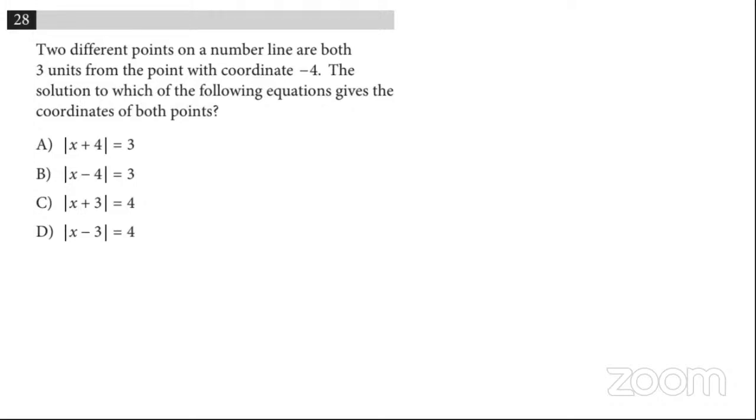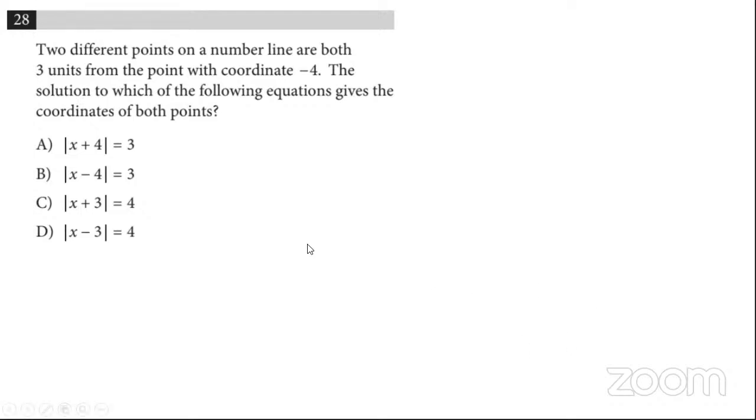Okay guys, let's see what the question is. So we are basically given two different points on a number line, and these 2 points are 3 units from the point with the coordinate -4. Okay, so we have a number line and we have 2 points on it which are 3 units away from the coordinate -4. So from the point -4, it is 3 units away. We are asked which of the following equations gives the coordinates of both the points.